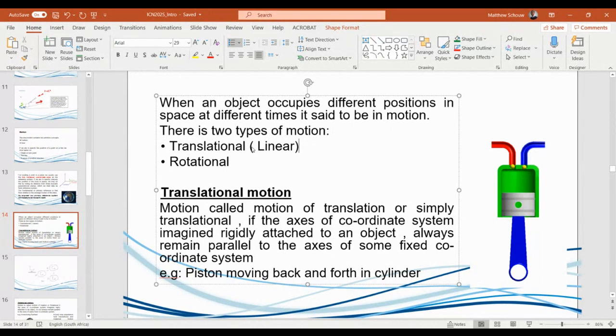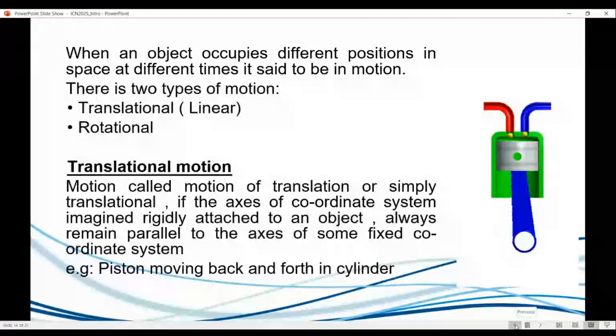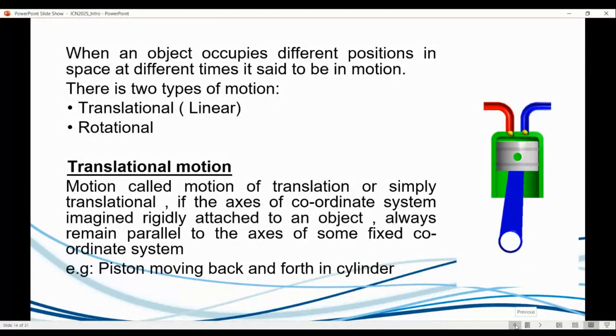What is translational motion? Motion of translation, or simply translational, which sounds confusing, is when the axes of a coordinate system imagined rigidly fixed to an object always remain parallel to some fixed coordinate system. One example would be a piston moving back and forth. We're not talking about the connecting rod or the crank, we're talking about it moving up and down.